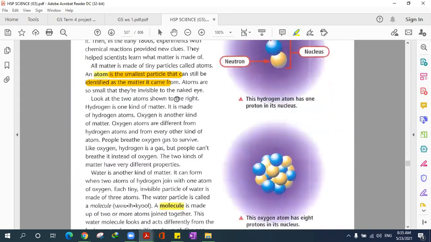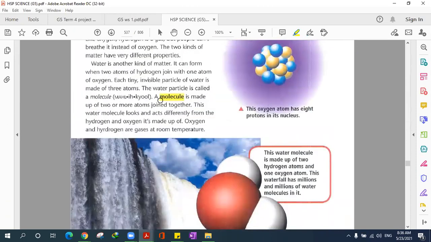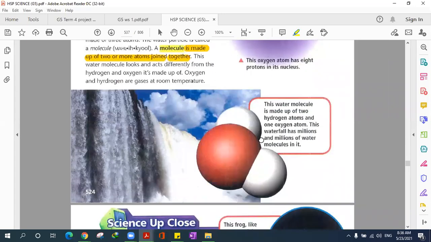And of course, we said that we can't see the atoms with our naked eyes. They are invisible with the naked eyes. And then you guys learned lately about molecules. And we said molecules are made up of two or more atoms joined together, just like water molecules. Do you know water? Can someone tell me the chemical formula of water? Please raise your hand.